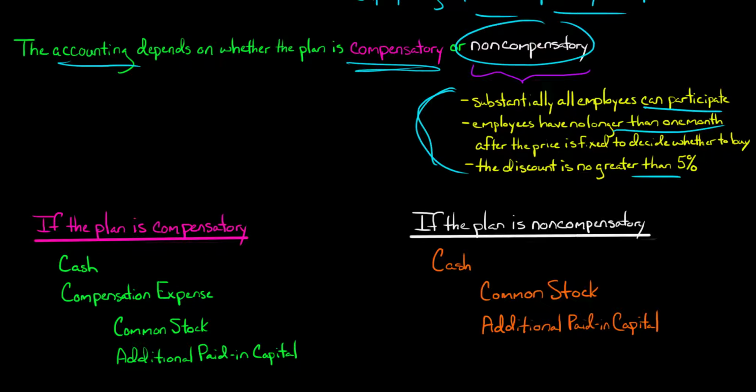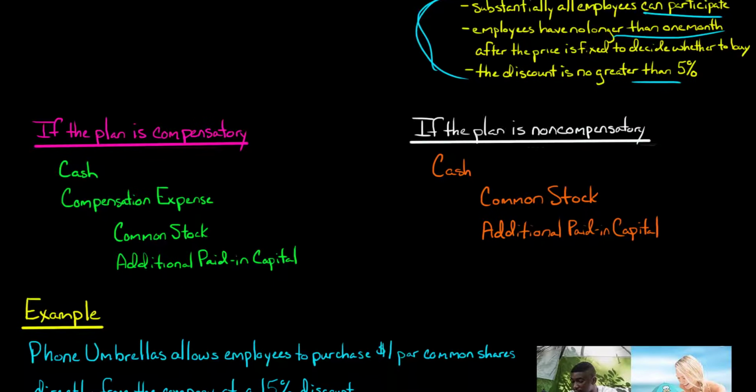Now, if the plan is considered to be non-compensatory, you have the same journal entry, except you are not going to record compensation expense. So that's the difference between compensatory and non-compensatory: whether or not compensation expense is going to be recorded. So let's do an example.